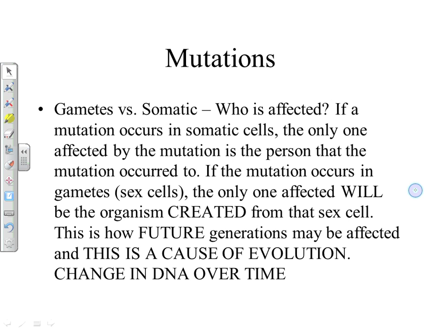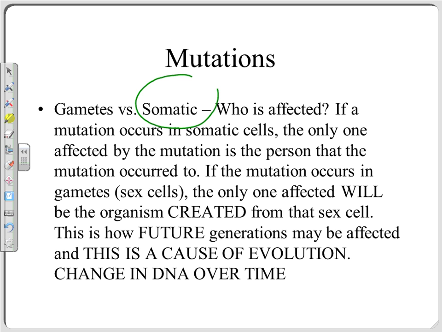One more thing I want to show you, and I think this will be the last slide in this PowerPoint. Where the mutation happens is really important. An important word for today is this word right here, somatic. What are your body's somatic cells? They're your non-sex cells, your normal cells. They have nothing to do with sex, like your red blood cells, your skin cells, your muscle cells, your brain cells.